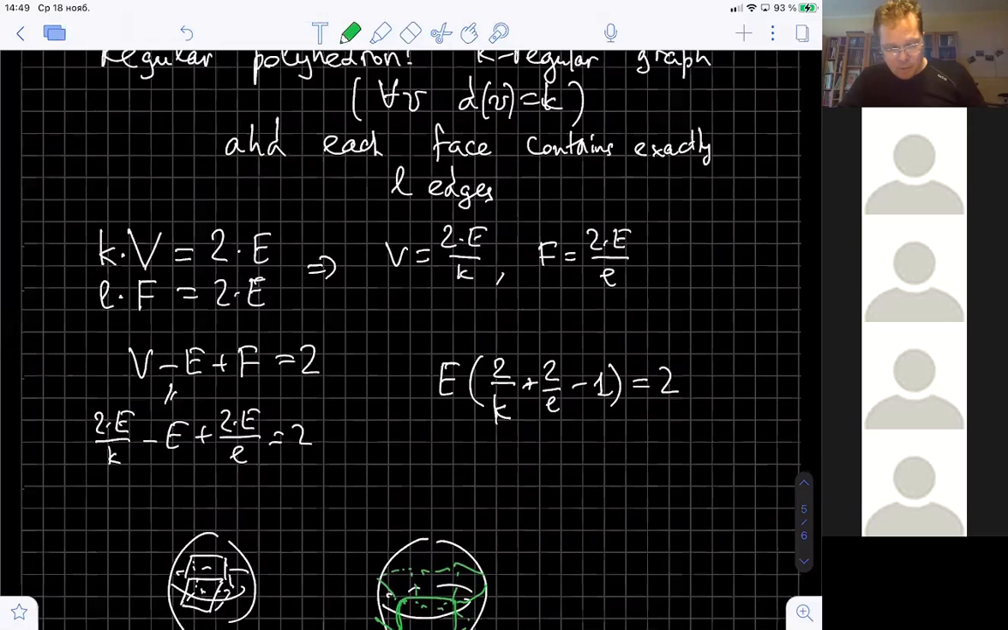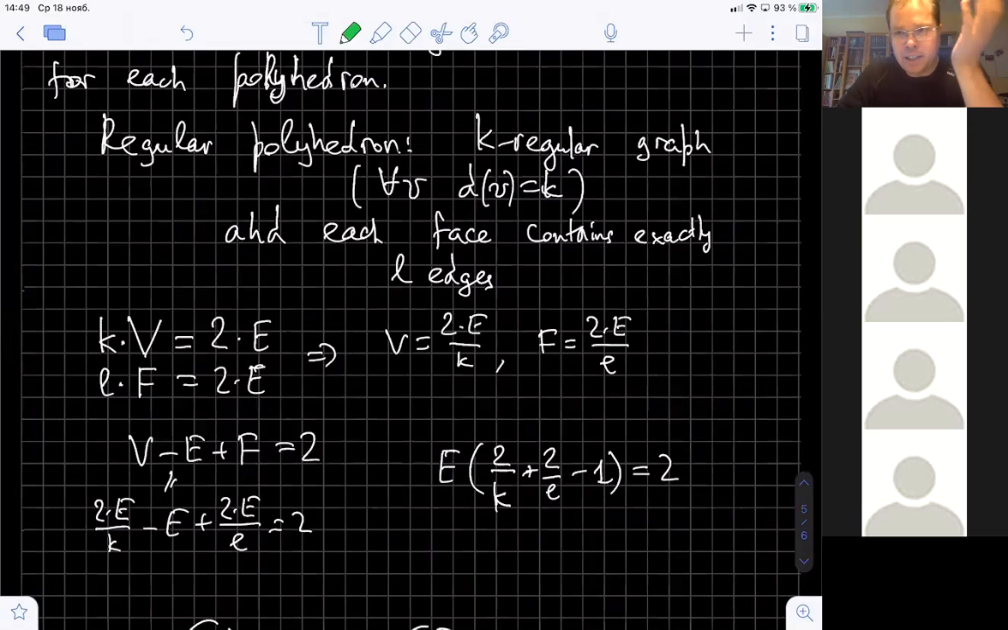You ask about the formula E times (2/k + 2/l - 1). Okay, so I want to classify all regular polyhedra. What regular polyhedron means is that each vertex contains k edges, and each face contains exactly L edges. For example, the faces are triangles, and in each vertex we have 5 edges. If we have these restrictions, then we have 2 identities: k times V is equal to 2 times E, and L times F is equal to 2 times E. Yes? Okay.